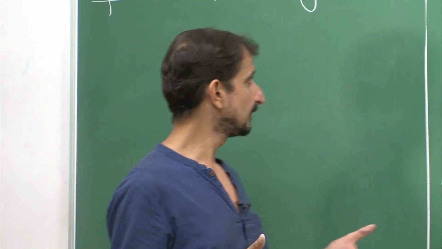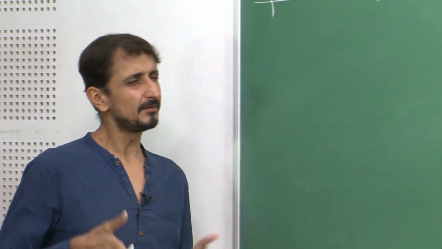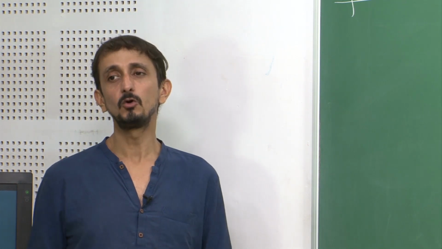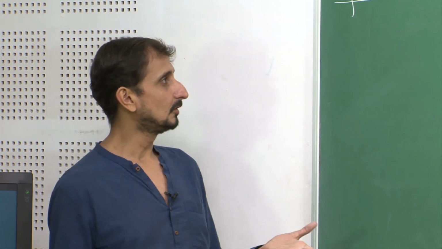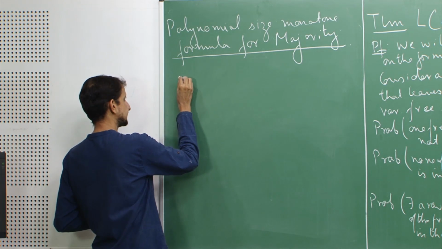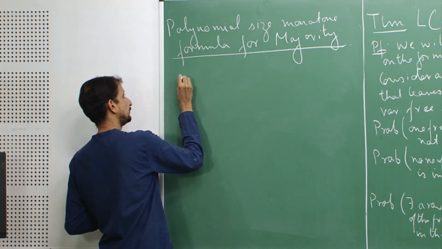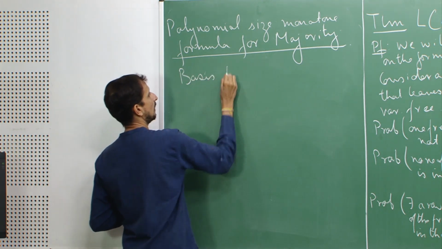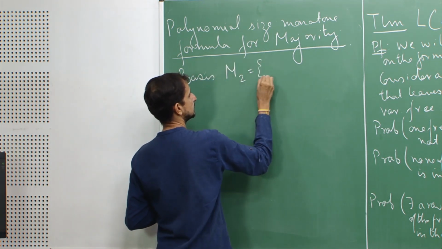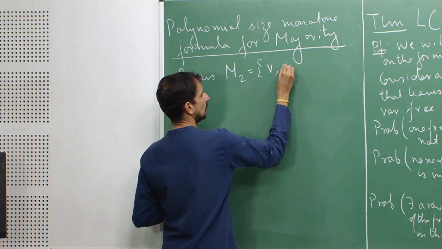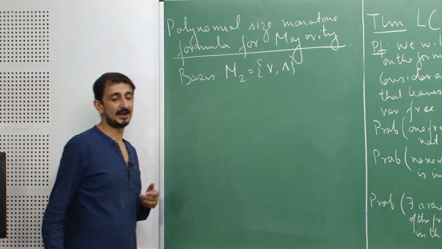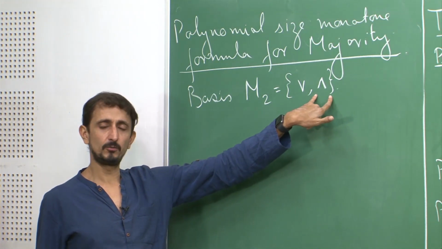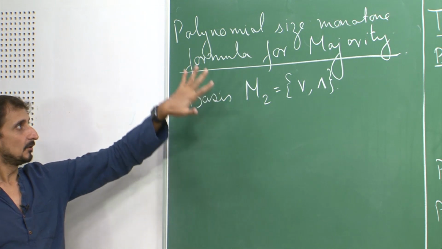Any formula is said to be monotone, and in fact the same definition is used for circuits as well, if there are no NOT gates. So, we will look at this basis M2, which consists of only OR and AND. The 2 is because they are the 2 input OR gate and the 2 input AND gate.